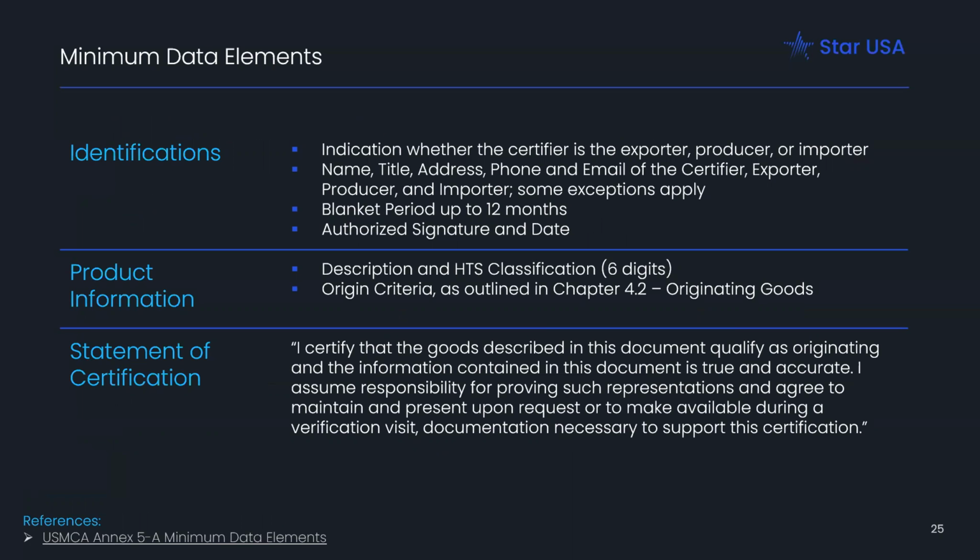The origin criteria should be specified as outlined in Chapter 4.2 under originating goods. And you must have a statement of certification. I certify that the goods described in this document qualify as originating, and the information contained in this document is true and accurate. I assume responsibility for proving such representations and agree to maintain and present upon request or to make available during a verification visit documentation necessary to support the certification.